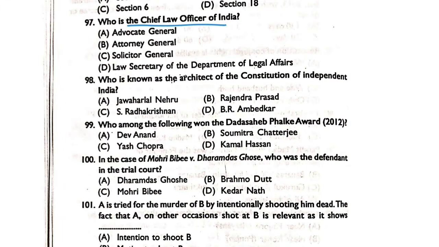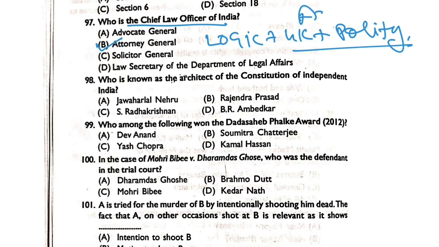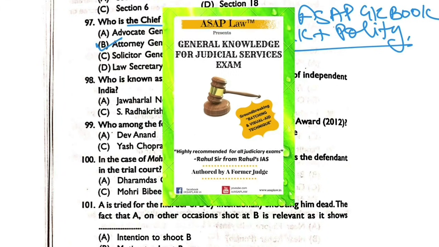Then another GK question is question number 97. Who is the Chief Law Officer of India? The answer is Attorney General. It is logical. You know basic GK and polity. You should be able to answer it. It's also clearly given in the ASAP Law GK book. And that has all of these polity based questions. We've patched them up.